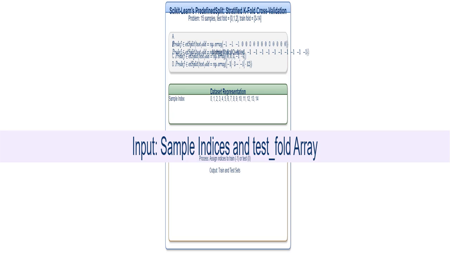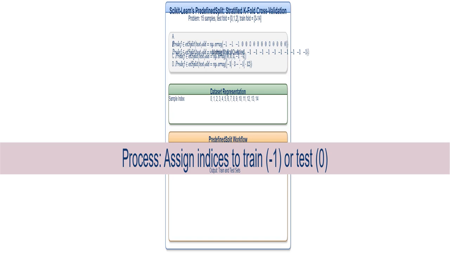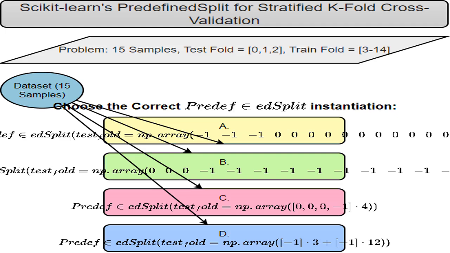PredefinedSplit takes the test_fold array, where -1 designates a training sample and a non-negative integer, like 0 in this example, indicates a test sample belonging to that particular test fold. The final output is the separation of the samples into training and testing sets based on the instructions provided in the test_fold array. This is the title of the quiz question.